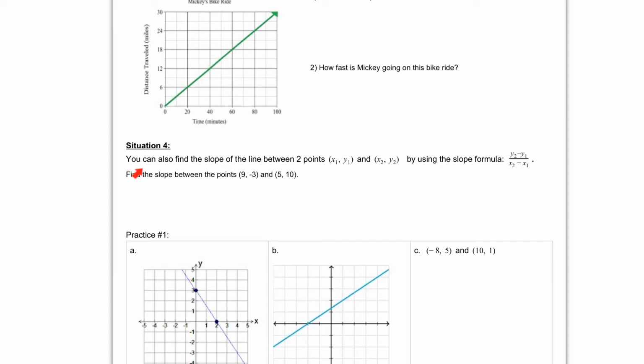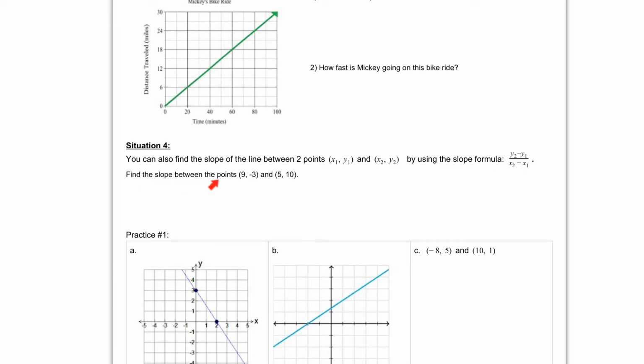Situation 4 says you can also find the slope of the line between 2 points. So if we're given an x and a y for our first point and an x and a y in our second point, we can use the slope formula: y sub 2 minus y sub 1 over x sub 2 minus x sub 1. So basically we're subtracting the y's on the top, subtracting the x's on the bottom.